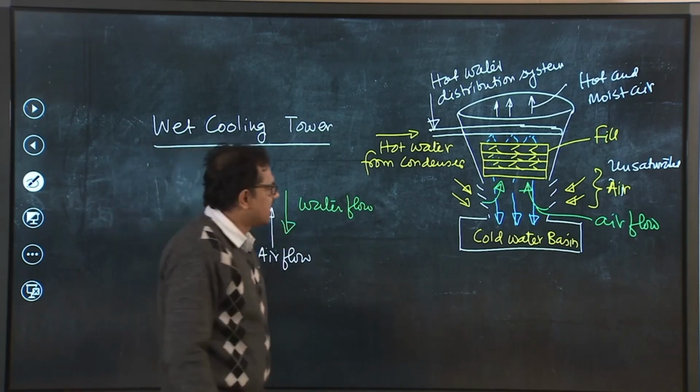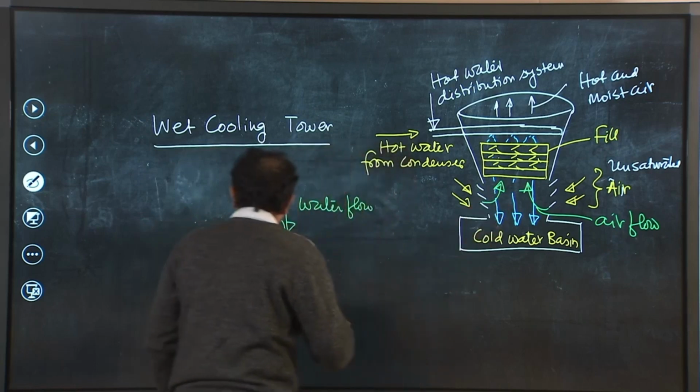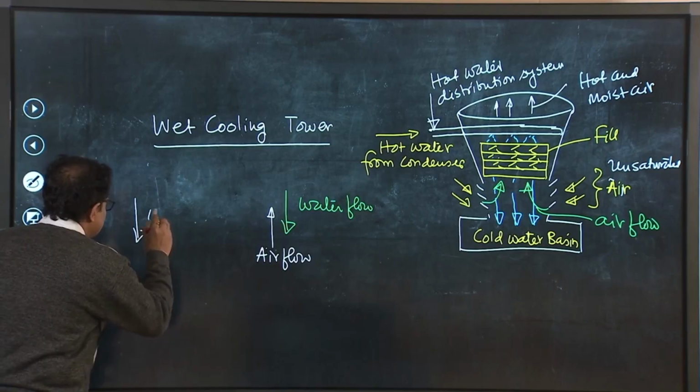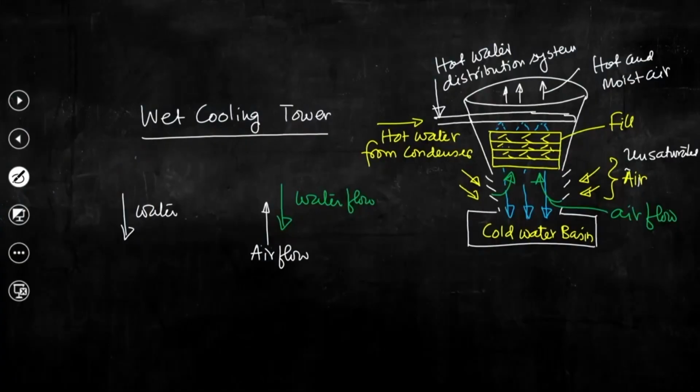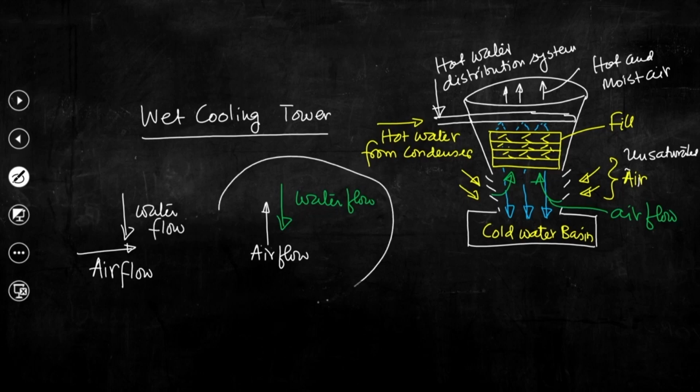It is also possible, depending on the design, that water flow is always vertically downward due to gravity. Now, if we allow air to flow in this direction, so this is the air flow, then instead of having louvers over here, we also can have louvers in this particular section, and air will come into the cooling tower perpendicular to the direction of the water flow. So this is water flow. This particular arrangement is known as counter flow type cooling tower.